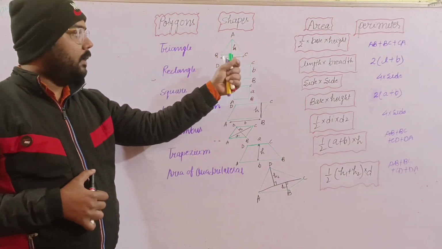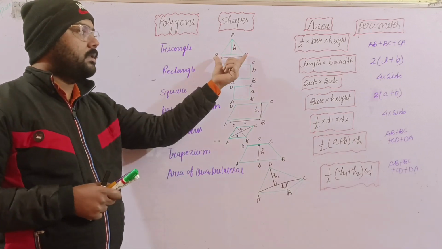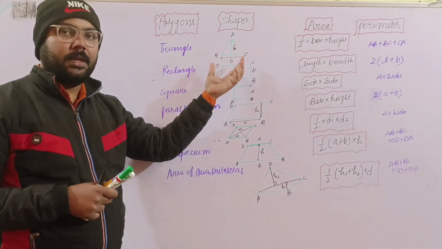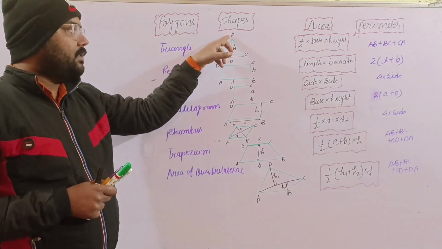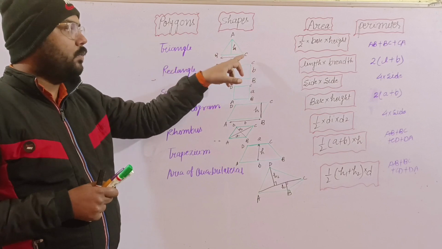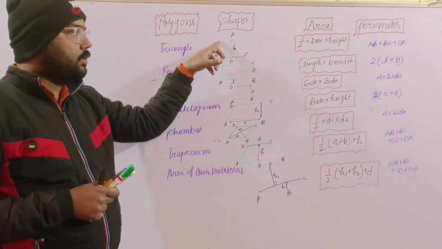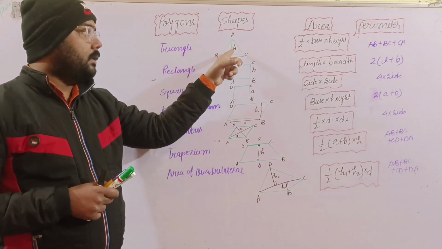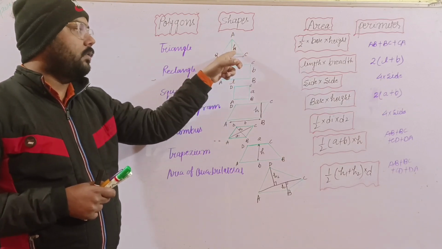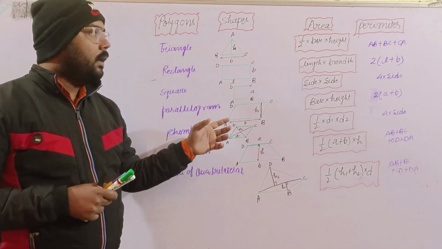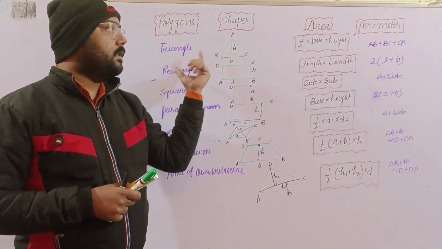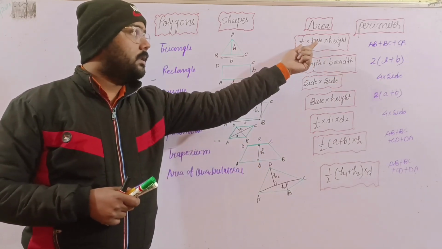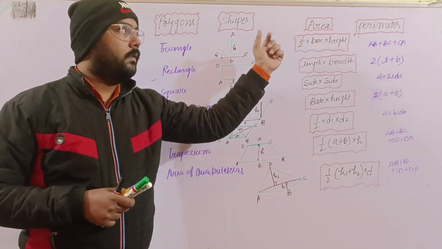ABC is a triangle. If BC I'm taking as base, we can take AB, AC, whichever we want as a base. Then if you are taking AB as base, then corresponding height will go through C. Understood? So here BC I have taken as a base. Then this is H, which you can see here on the board. This is the corresponding height. So area of the triangle is equal to 1 by 2 base into corresponding height. Okay, this is the formula of area of triangle.